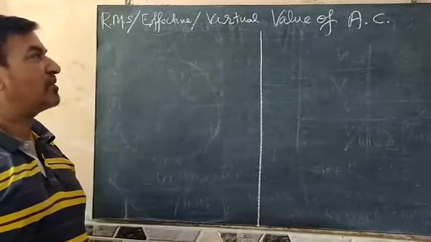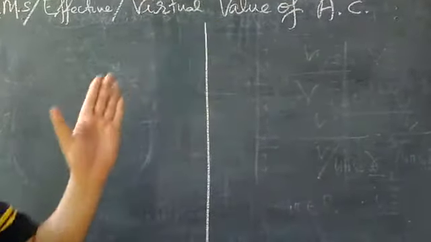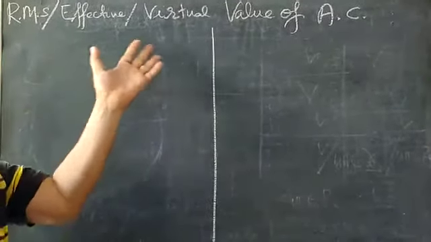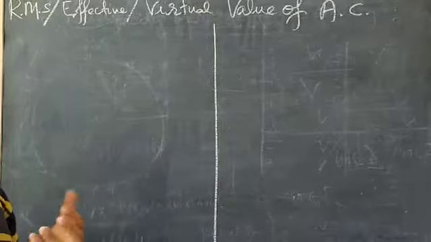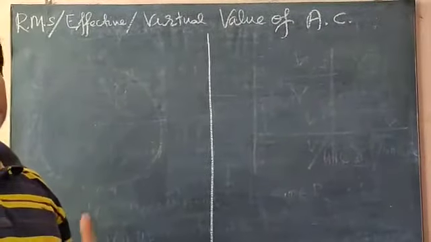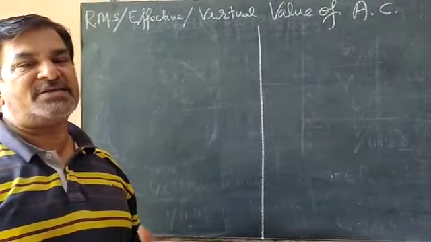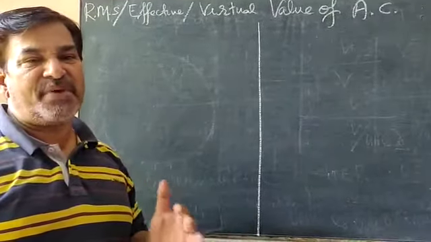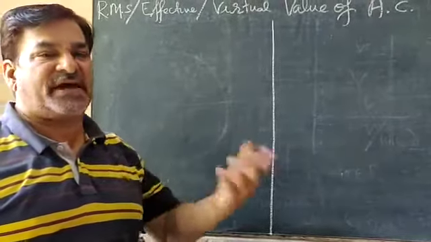RMS or effective or virtual value of AC. By the term RMS or these other two values of AC, we mean that value of direct current which produces the same amount of heating effect in a given resistor in a given time as produced by AC. Here we are comparing AC and DC in terms of their heating effects.